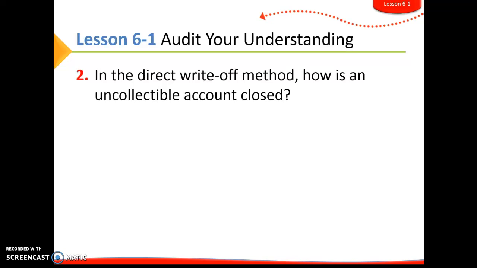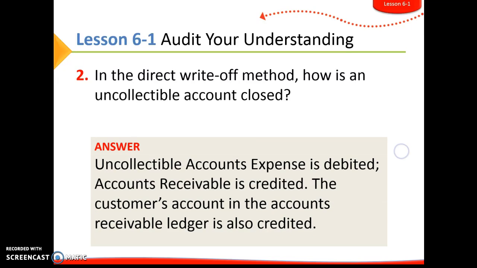Number two, in the direct write-off method, how is an uncollectible account closed? We're going to debit uncollectible accounts expense, and we're going to credit accounts receivable. Also, that specific customer account in the accounts receivable ledger will be credited.